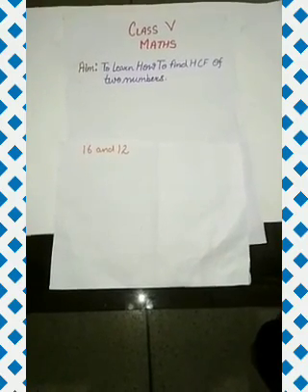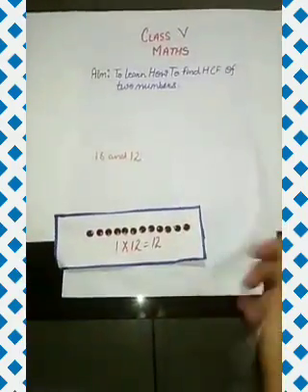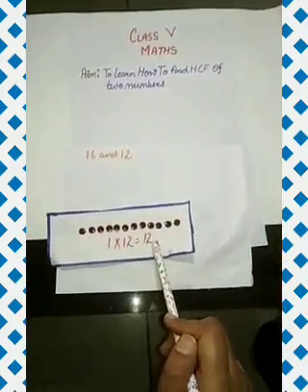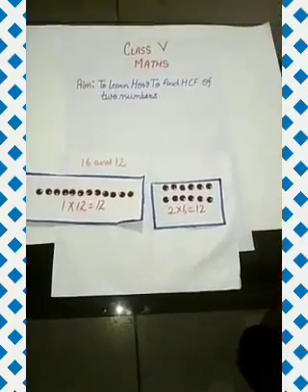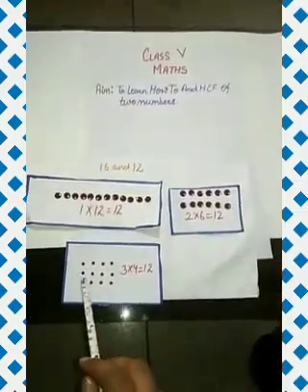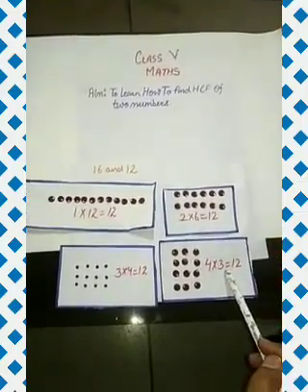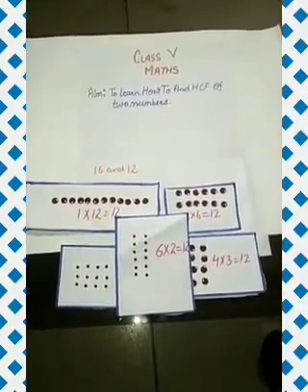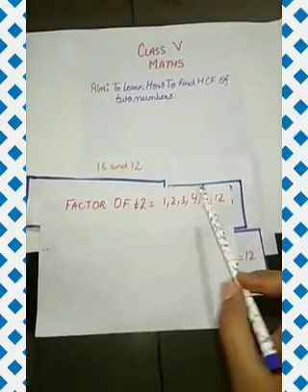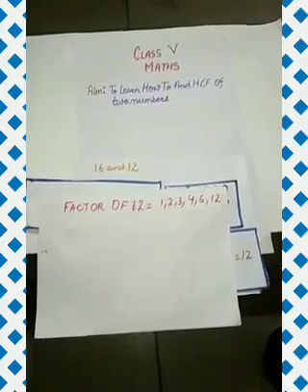Now same steps we will repeat for number 12. 1 into 12 is equal to 12. 2 into 6 is equal to 12. 3 into 4 is equal to 12. 4 into 3 is equal to 12. 6 into 2 is equal to 12. So, factors of 12 are 1, 2, 3, 4, 6 and 12.